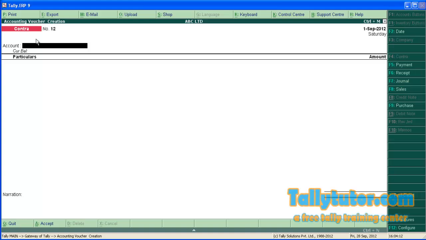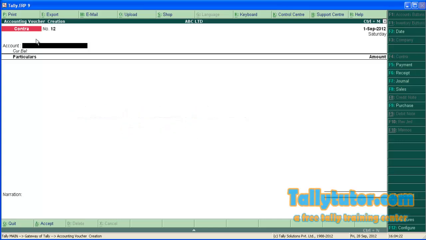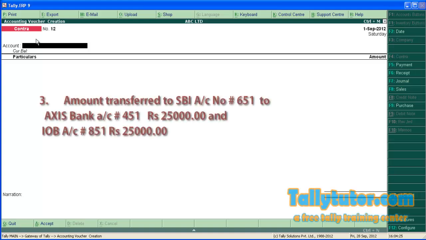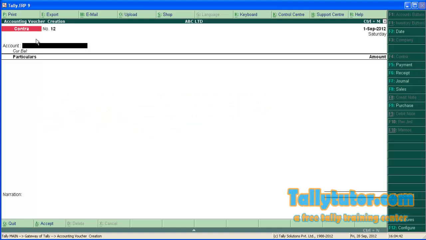Now we are going to enter the rest two in double entry mode. Double entry mode is useful while entering compound entries. In our example, the third one is a compound entry. Cash transferred from SBI account number 651 to Axis Bank account number 451 and IOB account number 851, rupees 25,000 each. So we are transferring money from SBI account to IOB and Axis Bank account.